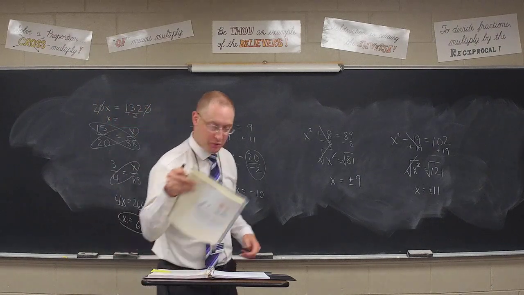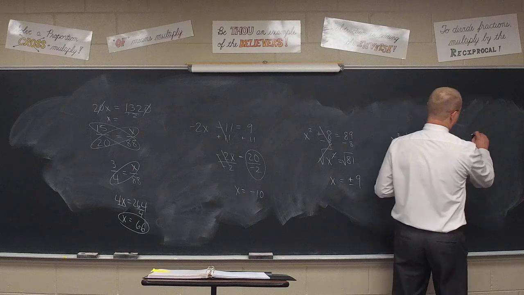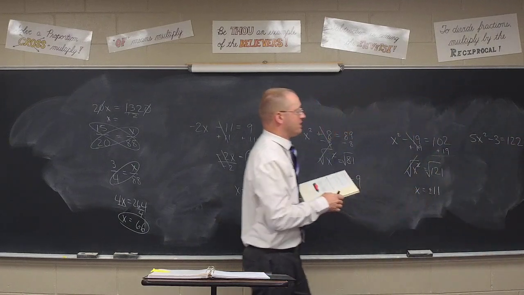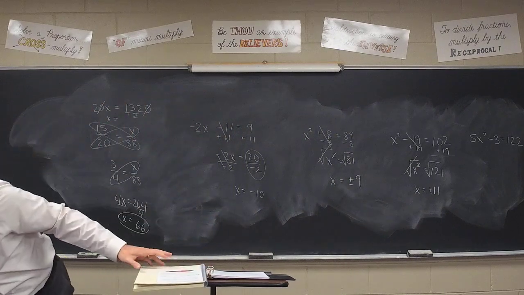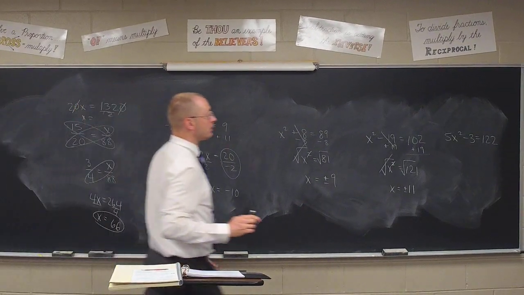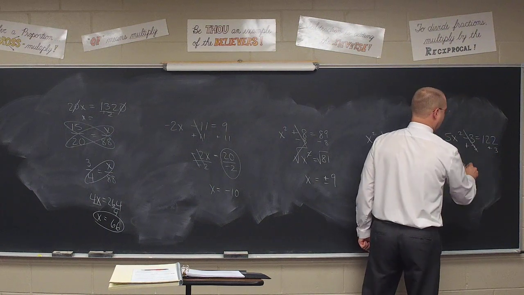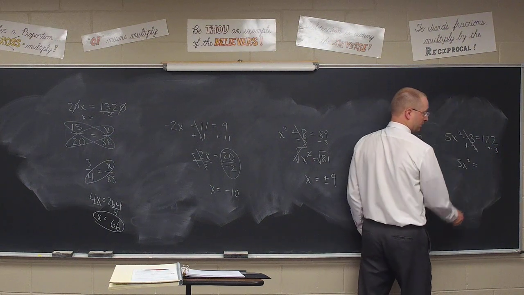What about number 9? This one's got a little bit more going on in it. We've got 5x squared minus 3 equals 122. Let's come to Luciana for some redemption here. Luciana, what do we need to do here? We have to add positive 3 to both sides, because that's the least attached thing to the x, and that gives us 125.